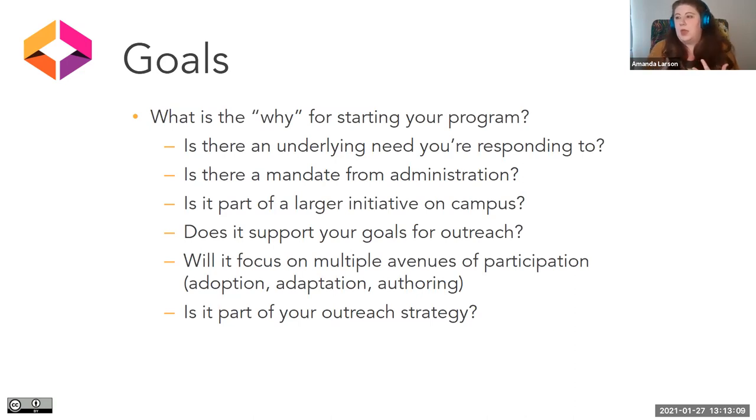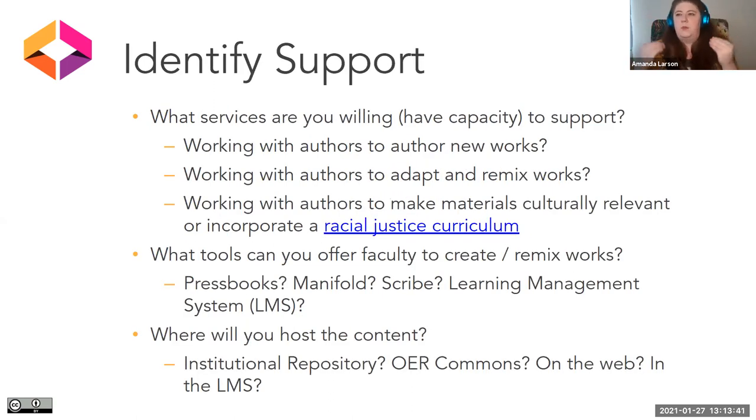Will it focus on multiple avenues of participation? So is it an adoption program? Is it an adaption program? Is it an authoring program? Probably if you're thinking of publishing, it's going to be adapting or authoring, but there are ways where adoption could be part of that to get people interested to start with. And then is it part of a larger outreach strategy that you have for your community around open education and affordable education and equitable education? So keep those pinned into the back of your mind.